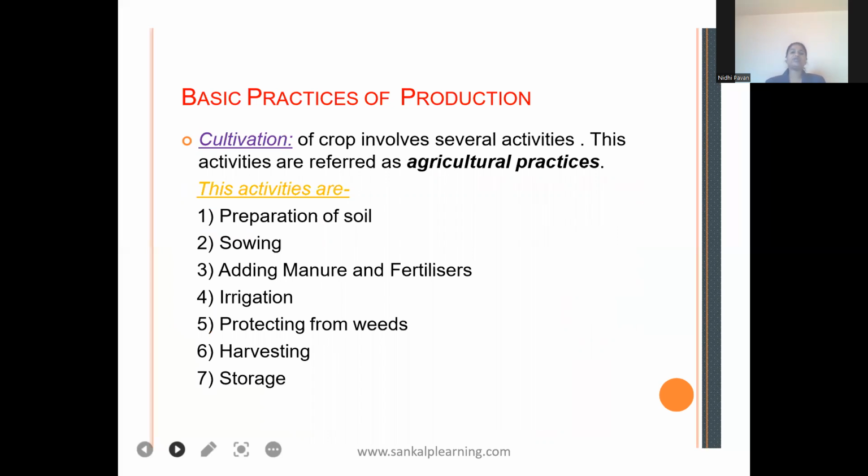In the next session, we are going to discuss the fourth and fifth practices, that is irrigation and protecting from weeds.